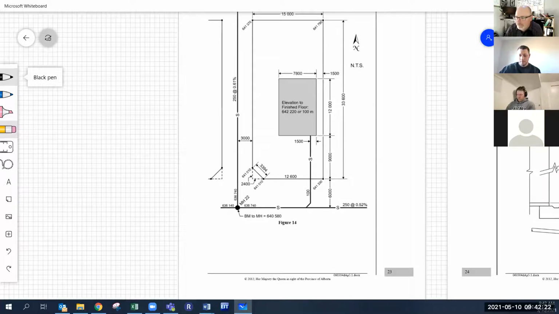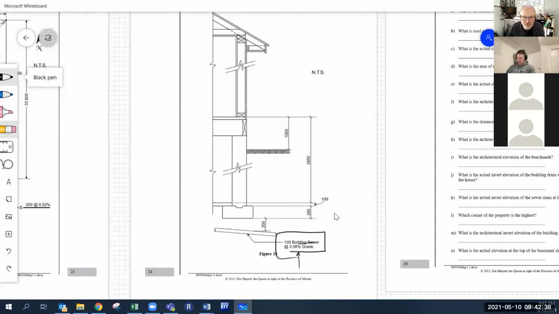Pretty good, eh? Pretty good so far? What was that last step, sorry? I got 0.85. Can you do that one again, please? Sure, we'll do that one more. So previously, let me just go back here for a second. Previously, we got our invert elevation right here. We did this in a previous question, right? And we got this at 96.55 meters. That was the architectural invert of my building drain underneath my footing. Okay, we already got that.